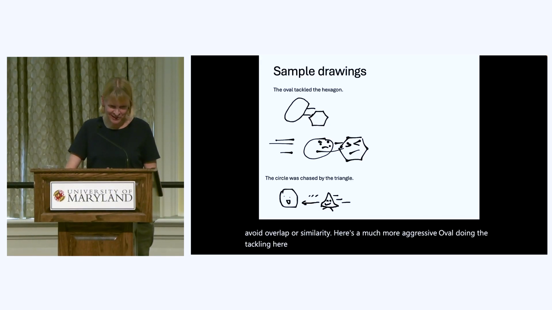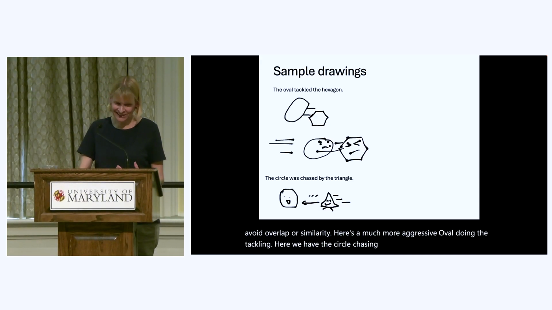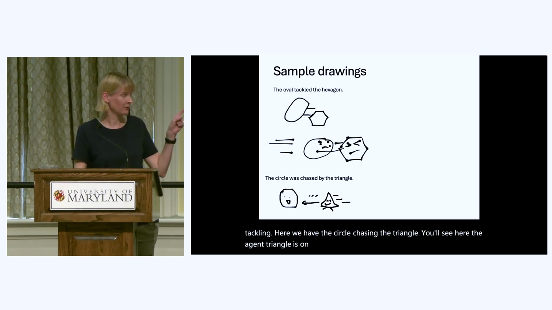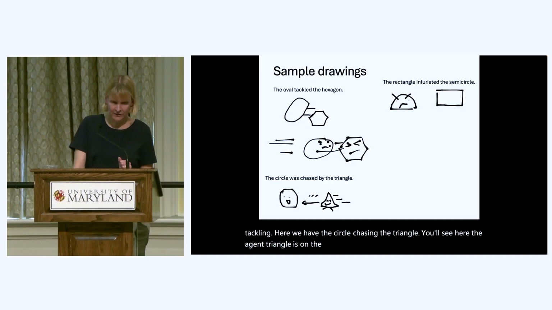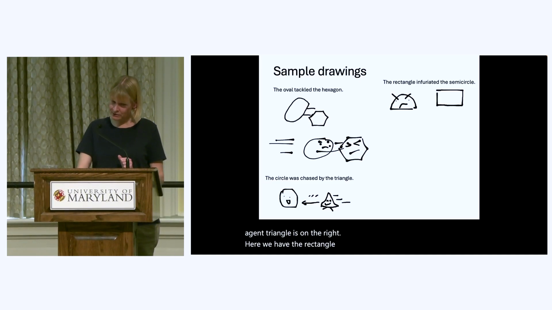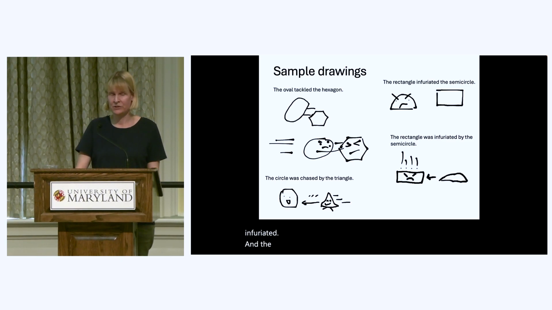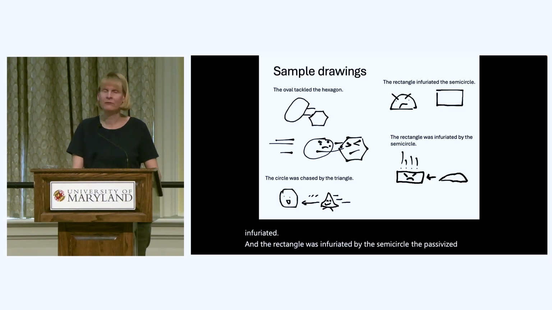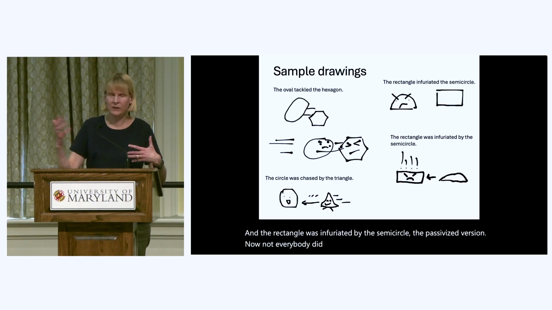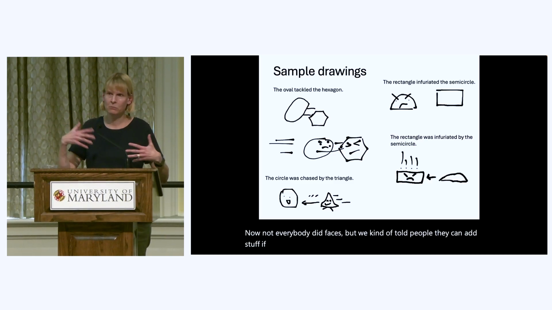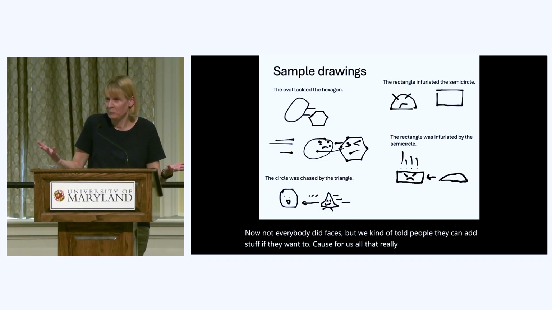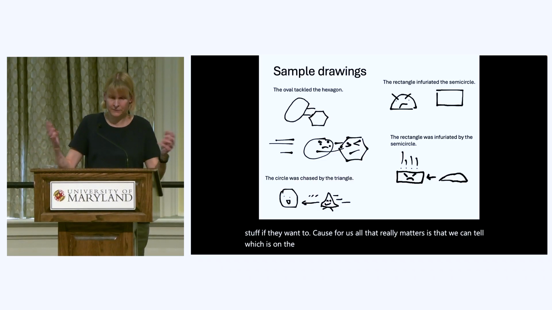Here we have a circle chasing the triangle. You'll see here the agent triangle is on the right. Here we have the rectangle infuriating the semicircle. It does look quite infuriated. And the rectangle was infuriated by the semicircle, the passivized version. Now, not everybody did faces. We told people they can add stuff if they want to, because for us, all that really matters is that we can tell which is on the left and which is on the right.